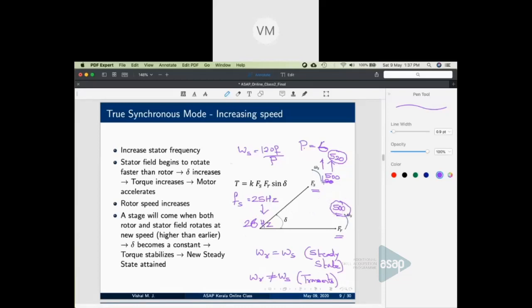Now the relative motion is not zero. We have plus 20 rpm relative motion, which means that when the relative speed is 0, delta was a constant. When the relative speed is 20 rpm or a positive value, delta will increase. This you can visualize. This is rotating at 500. This is at a slightly higher speed, so it will move away from Fr, which means delta is effectively increasing. Once delta increases, what happens? Torque is proportional to sine delta. As delta increases, torque increases. What happens if the torque of a machine increases? The motor will accelerate. That's how we achieve an increase in speed using true synchronous mode.